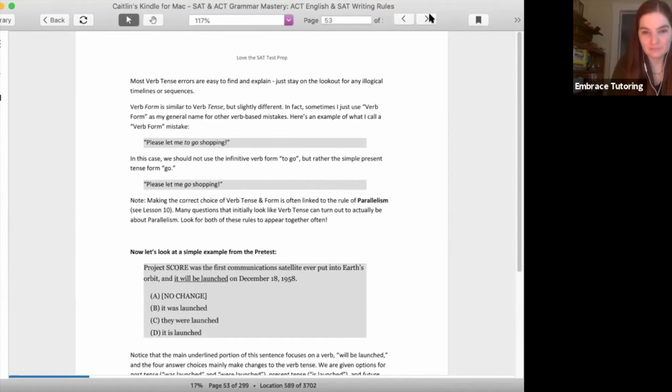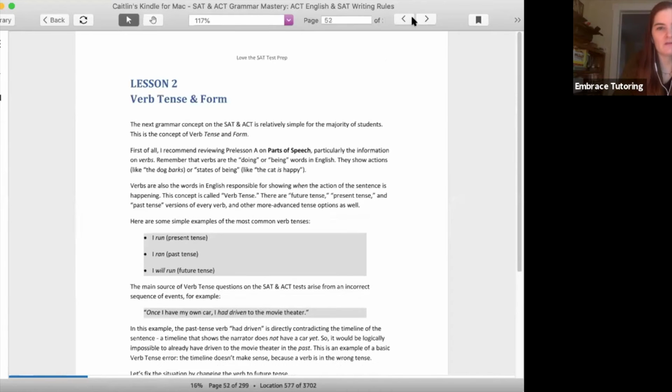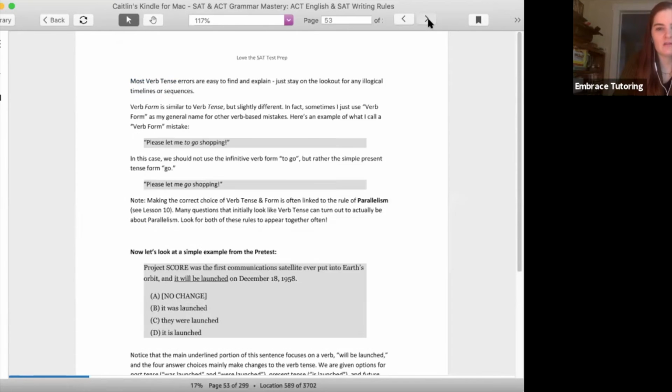Okay, so also knowing one of the key things, you might be asked a question about tense, which we've seen before, and you might be asked about something called parallelism. Okay, so making the correct choice of verb, tense, and form is often linked to the rule of parallelism. Okay, so what we can do is I'm going to skip around a little bit in our grammar, if I can get to our table of contents. So lesson 10.